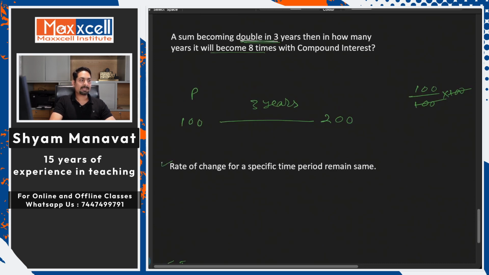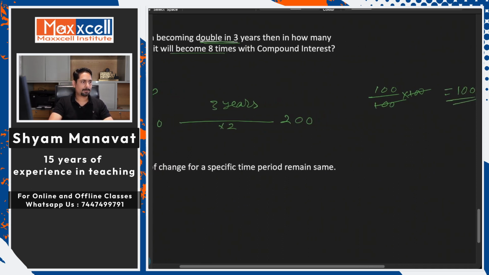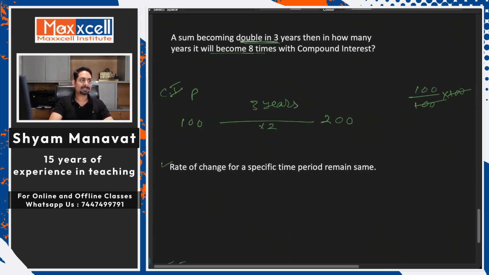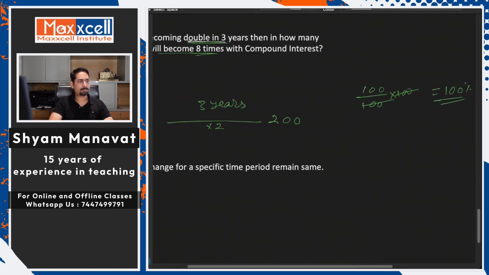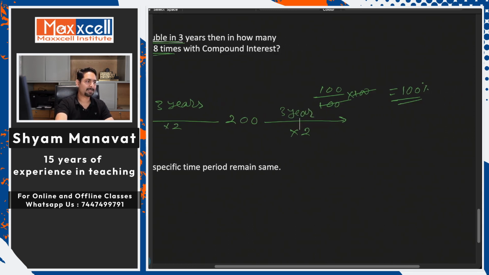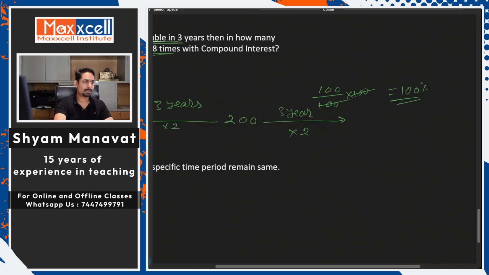It means in 3 years it will keep on becoming double. This is case of compound interest. So in 3 years it becomes multiplied by 2, double. So 200. What is the question? In how many years it will become 8 times? Okay, no problem. Again you multiply by 2 in 3 years. Rate of change remains same. So again we multiply by 2 in the next 3 years.